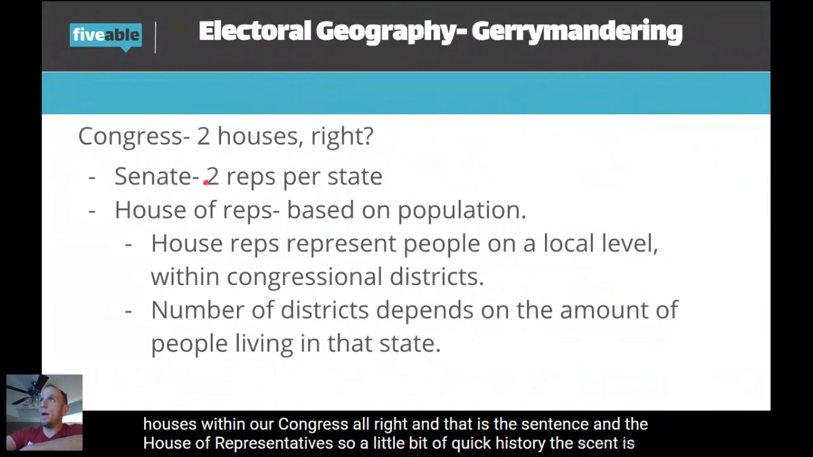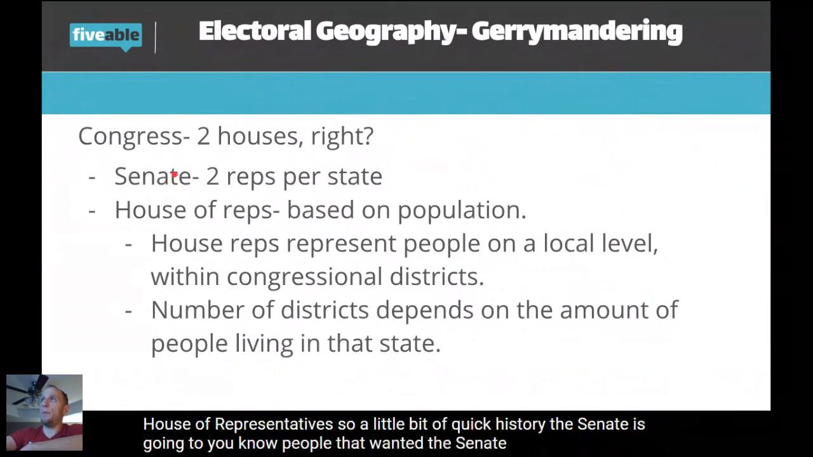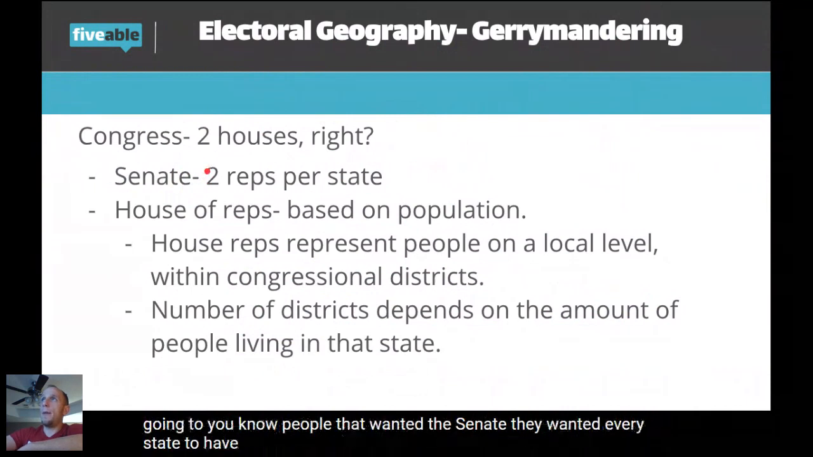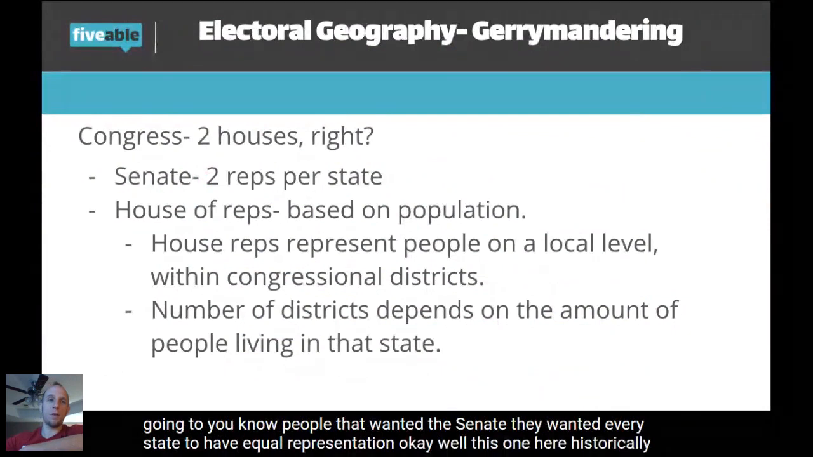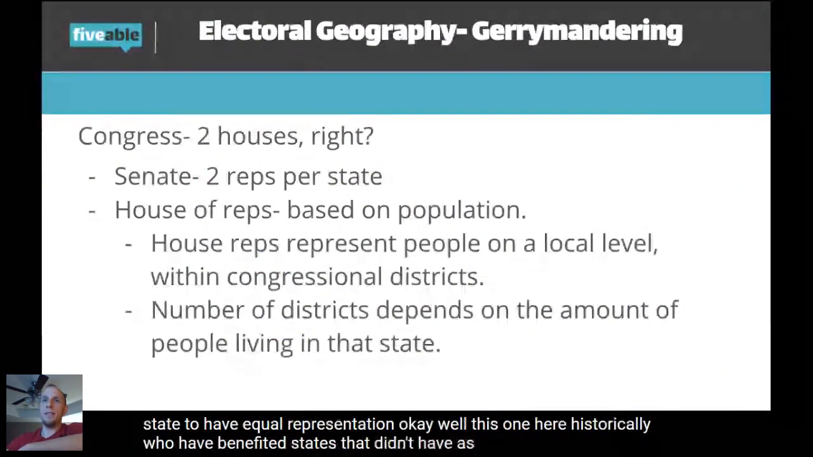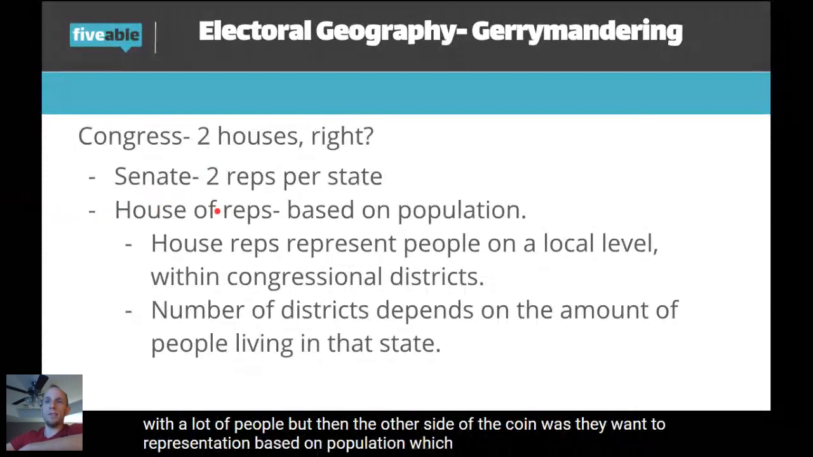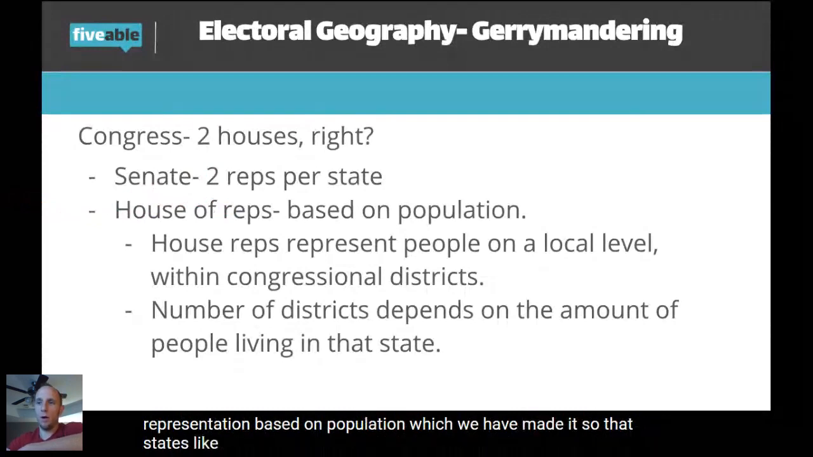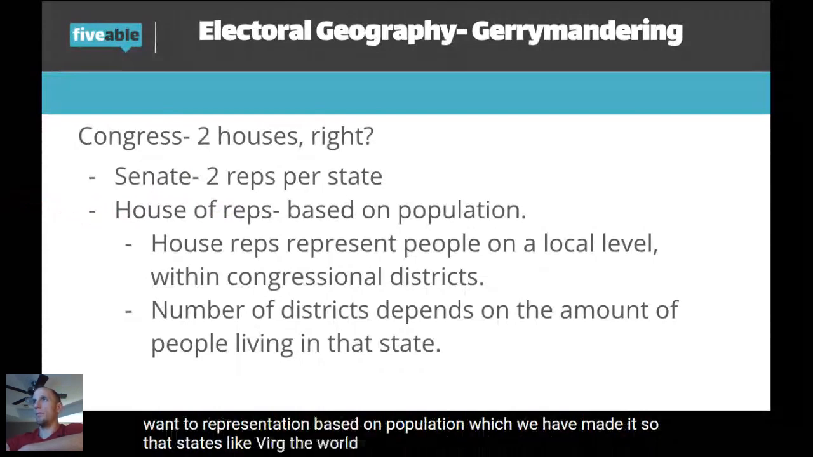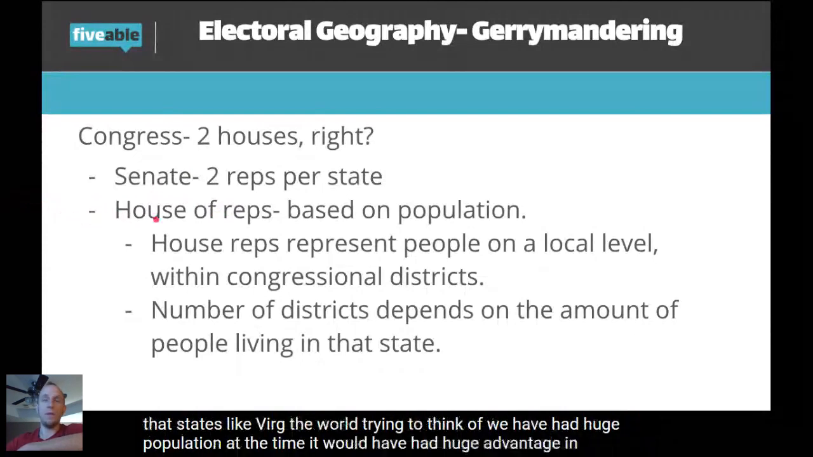So a little bit of quick history. The Senate is going to, you know, people that wanted the Senate, they wanted every state to have equal representation. Okay. Well, this right here historically would have benefited states that didn't have as many people over states with a lot of people. But then the other side of the coin was they wanted representation based on population, which would have made it so that states like Virginia, is what I'm trying to think of, would have had a huge population at the time. It would have had a huge advantage in Congress.